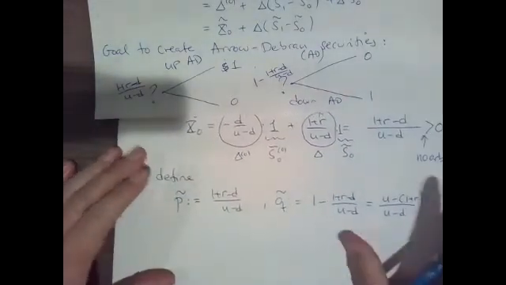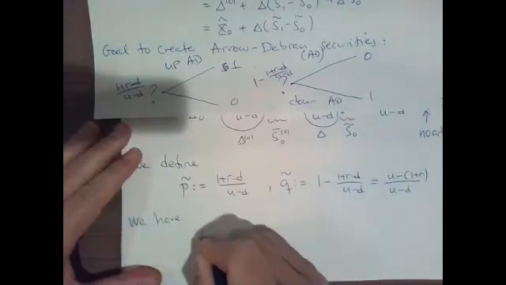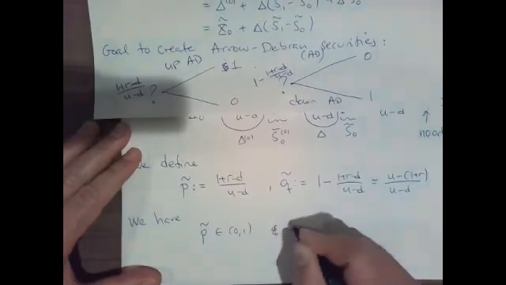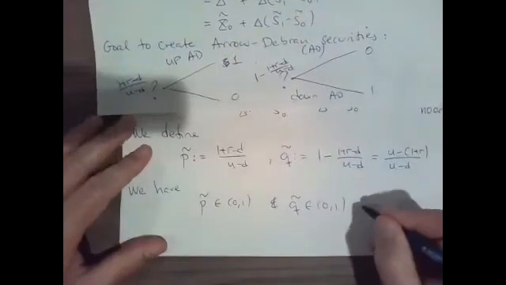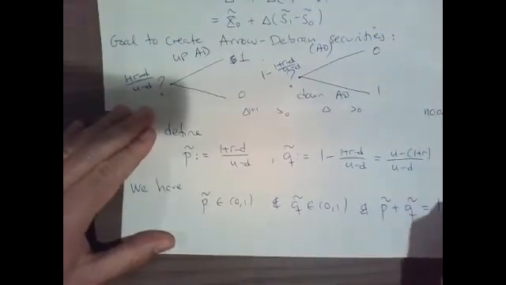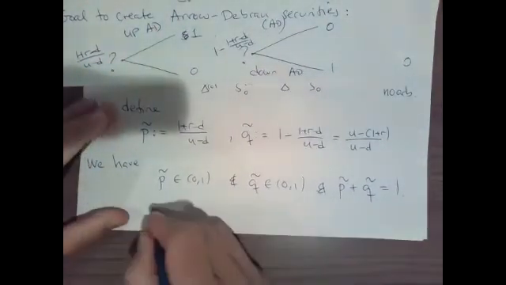So now what we know is that P tilde is a number between 0 and 1. We will have that Q tilde is a number between 0 and 1. And we'll know that they add up to 1. So the probabilities.